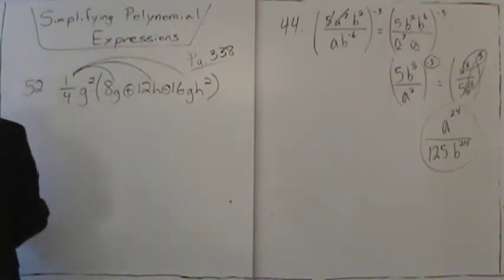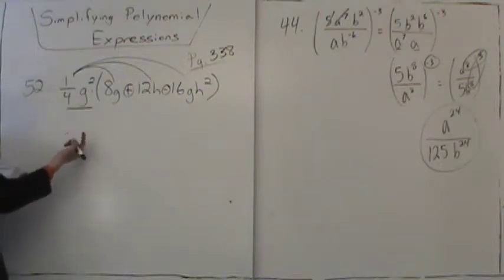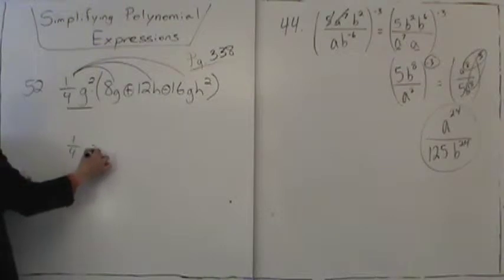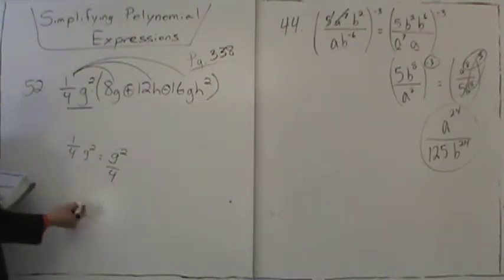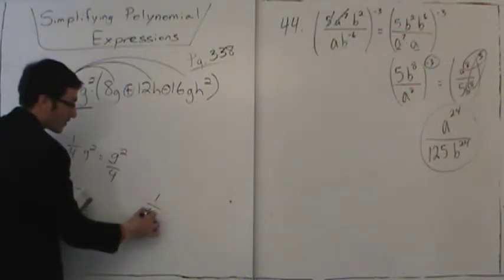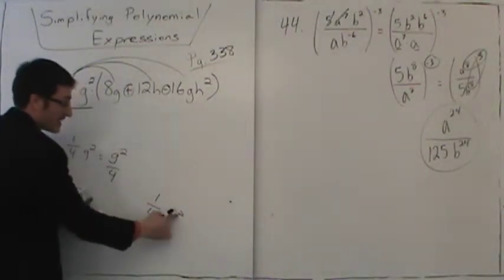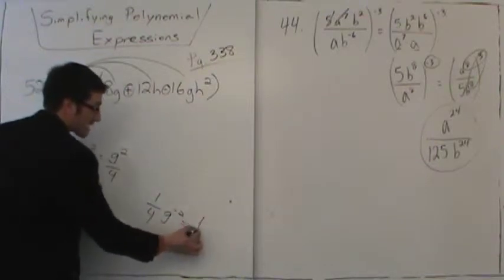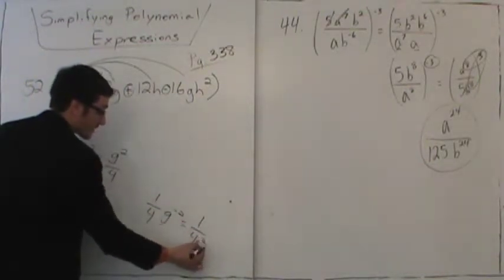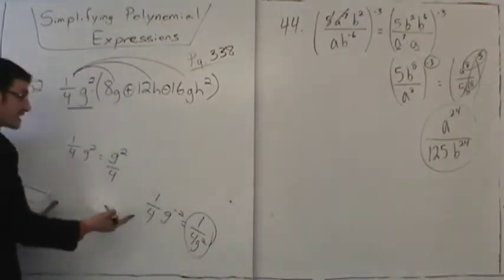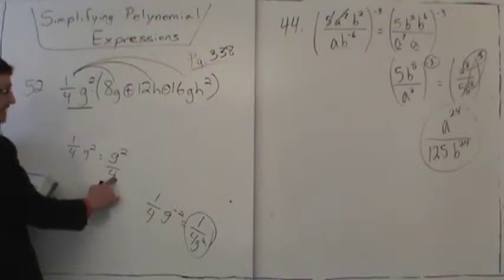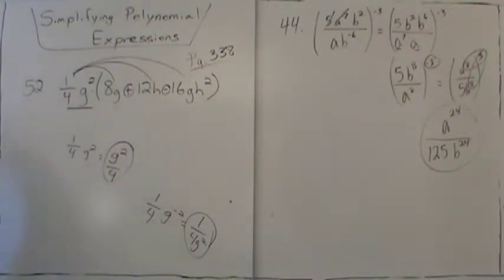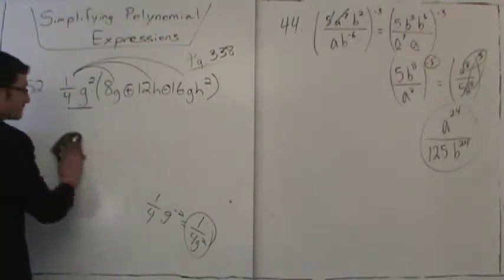Now, if we look at what we're distributing, this is a monomial. Notice g squared is on top. So 1/4 g squared is the same as g squared over 4. However, if I wrote 1/4 g to the negative 2, negative exponent means move to the bottom. This is the same as 1/(4g squared), which would be a rational expression. So be careful. This is a rational expression. This is a monomial because we don't have variables in the denominator. So g squared over 4. You can just leave it as 1/4 g squared.